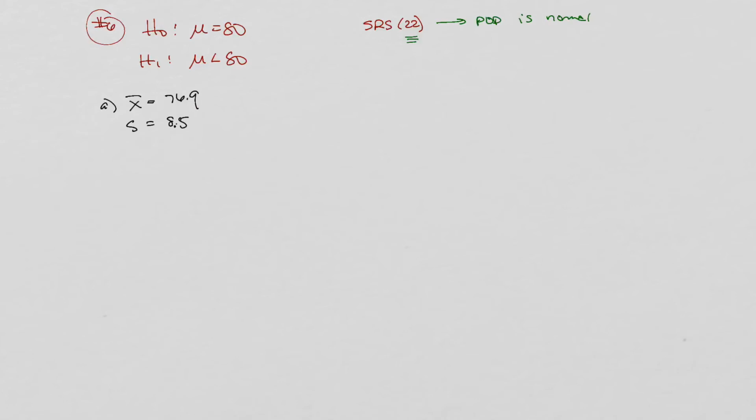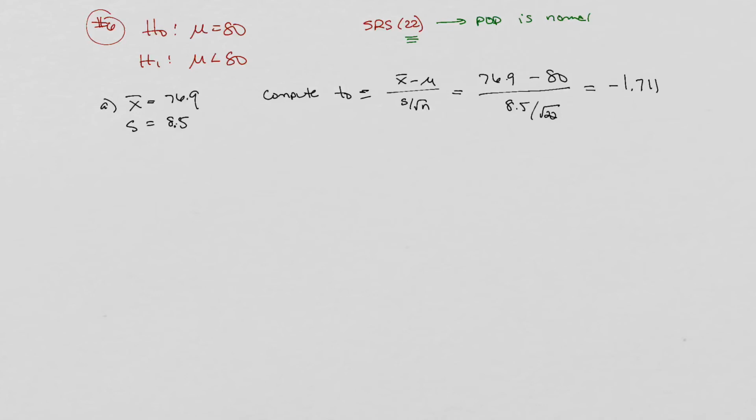The first thing we're asked to do is to compute the test statistic t naught. Remember that's x bar minus mu over s over the square root of n. So this is 76.9, the claim is 80, s is 8.5, and the size of my sample is 22. If you throw all this in there and simplify it, you get negative 1.711. So that is my test statistic. That's part A.